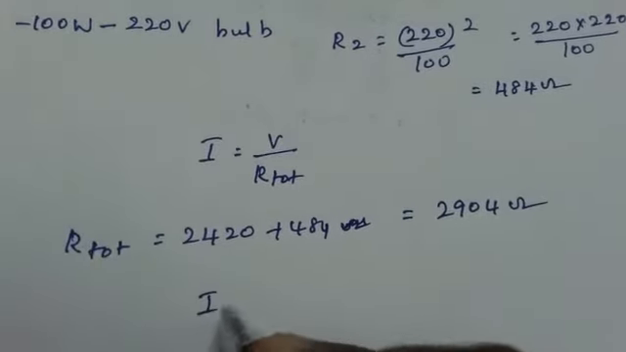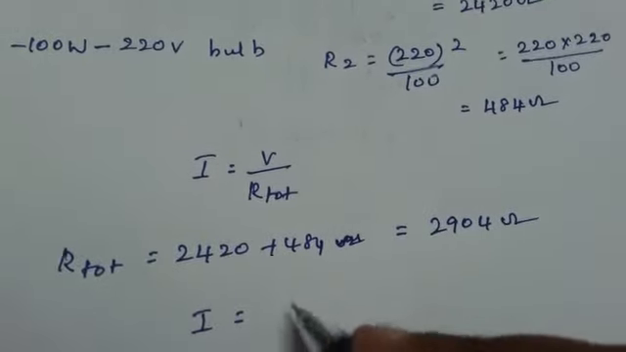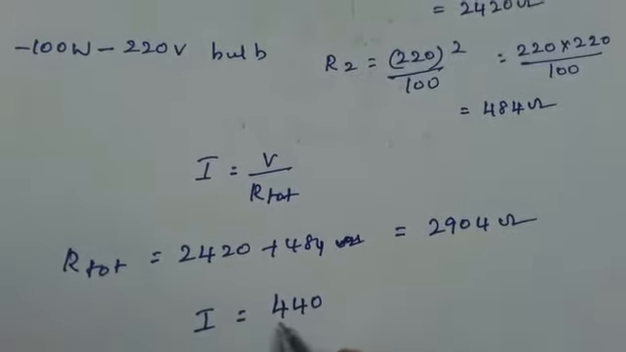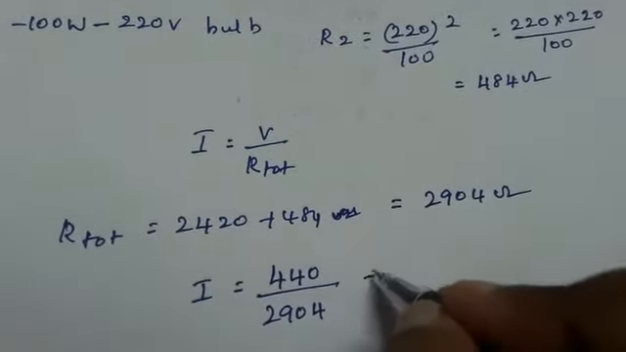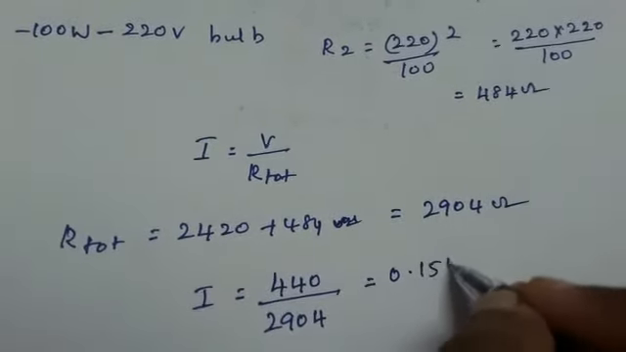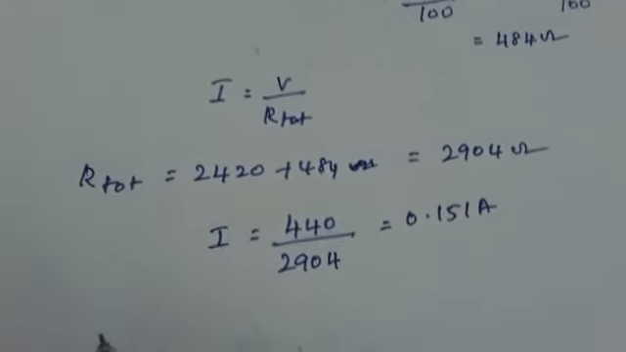Now how to find the current? Current I is equal to the total voltage in the circuit, that is 440 volt according to the problem, divided by 2904. If you divide this, you will be getting 0.151 ampere. Now we can go for finding the voltage drop.